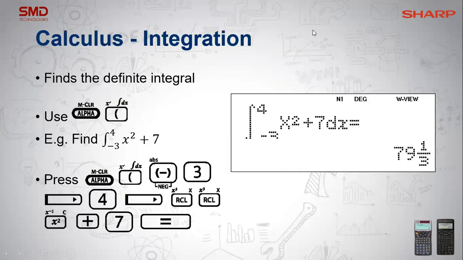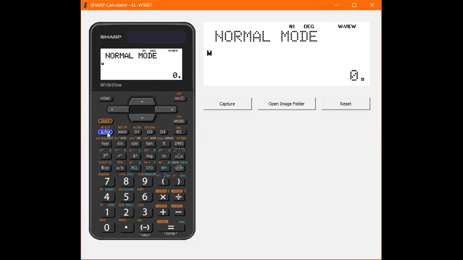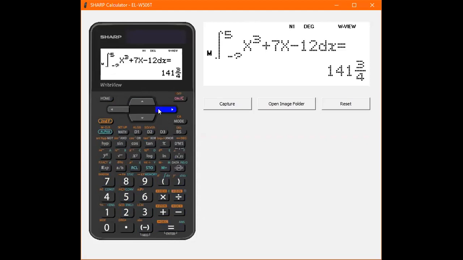All right, let's move on to calculus. I just want to show you the integral first because it's just awesome. So we're going to go home. Home just takes you back to normal mode. So we're going to say alpha and open brackets. And I'm just going to make up an example here. So let's say we start at -2 and we go up to 5. And our expression is x cubed plus 7x minus 12. I'm making up stuff here. It's great. And let's say equals. And so we know the area under the curve is 141.75.